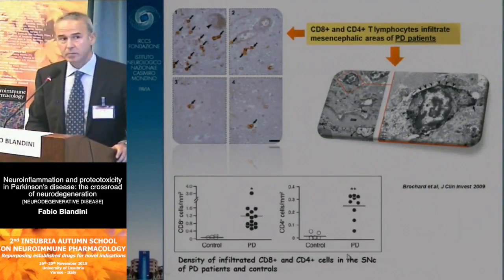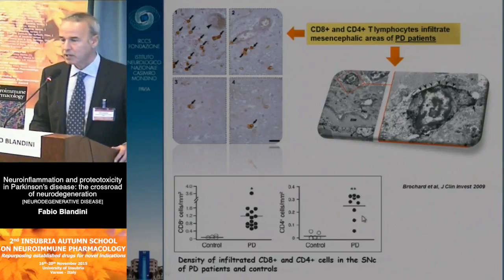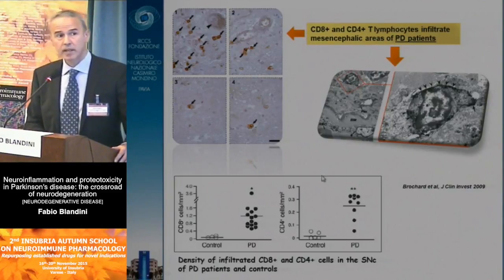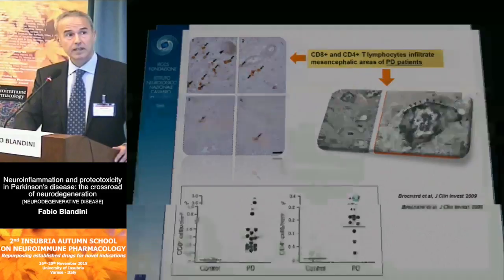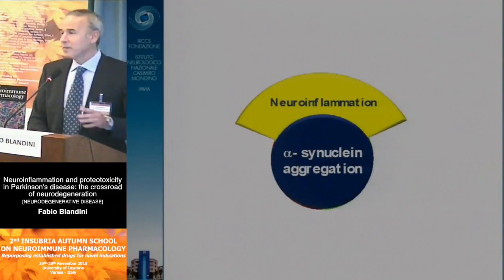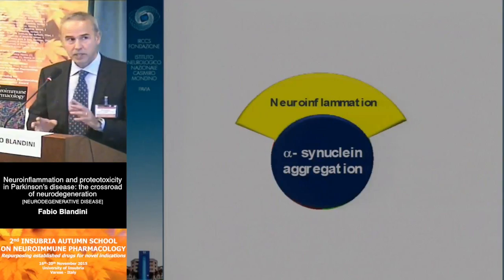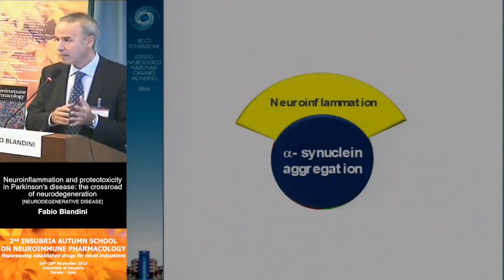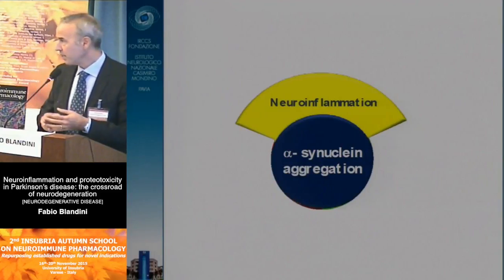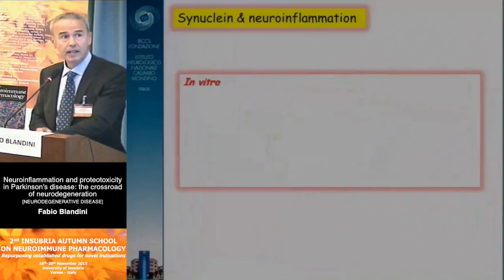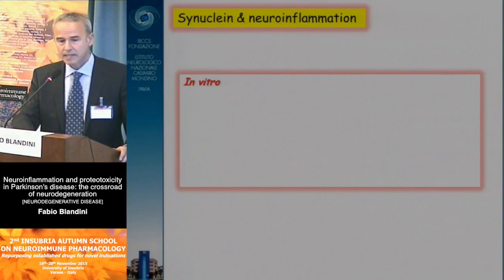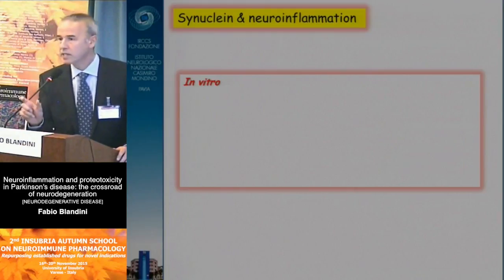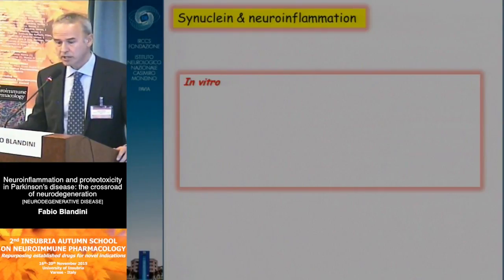Another thing that happens, as you know, in the brain of animal models of Parkinson's disease, but most importantly in the brain of patients, is that T lymphocytes can infiltrate mesencephalic areas in these patients. But what is the connection between alpha-synuclein aggregation and neuroinflammation? I mean, pathological alpha-synuclein might be a trigger of microglial response. Probably it is, and there are many data supporting this strict connection linking alpha-synuclein pathology to neuroinflammation.